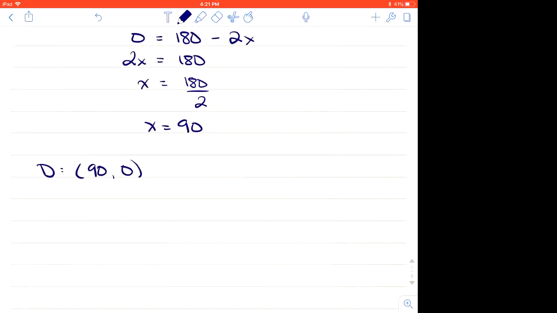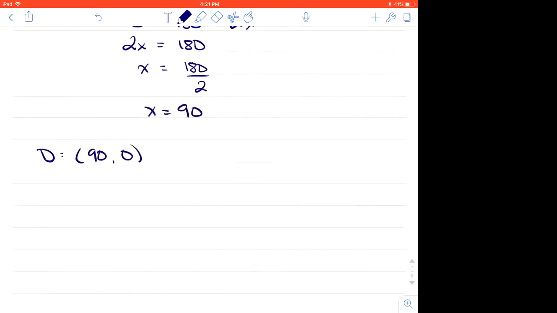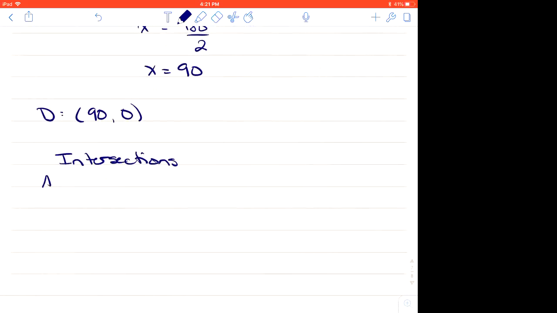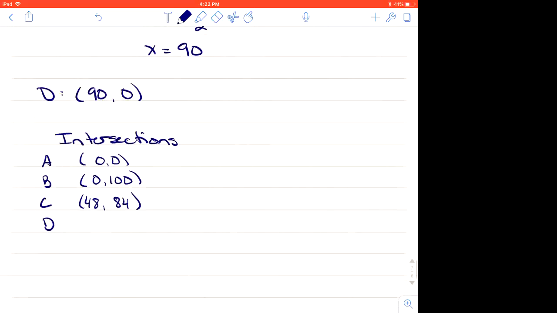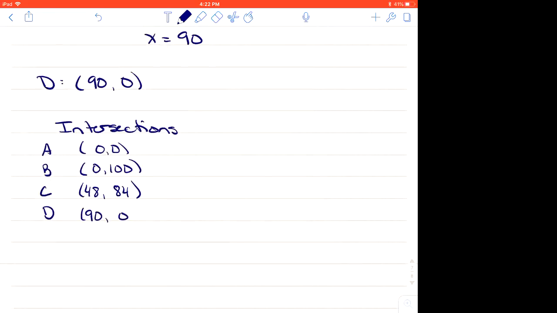Oh, but wait, there's more. Making a list of our intersections, we have A, B, C, D. A is 0, 0. B was 0, 100. C, we decided, was 48, 84. And D, we decided just now, was 90, 0. And again, our profit function hasn't come into play until now. So here we know that the profit was, what was it? x plus 1.2y. Great, thank you.